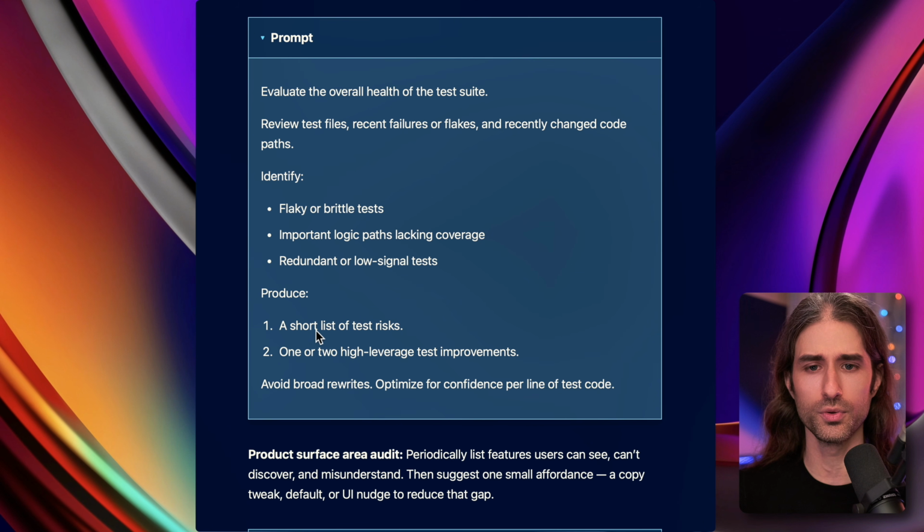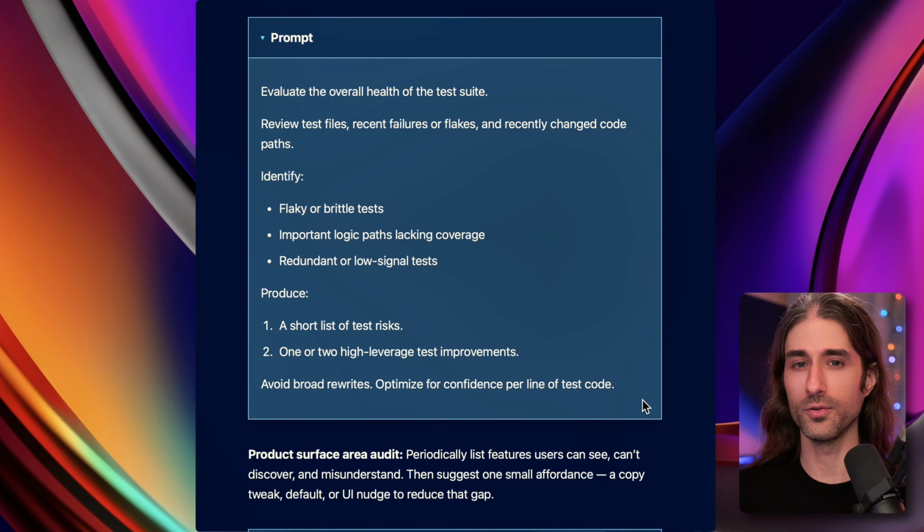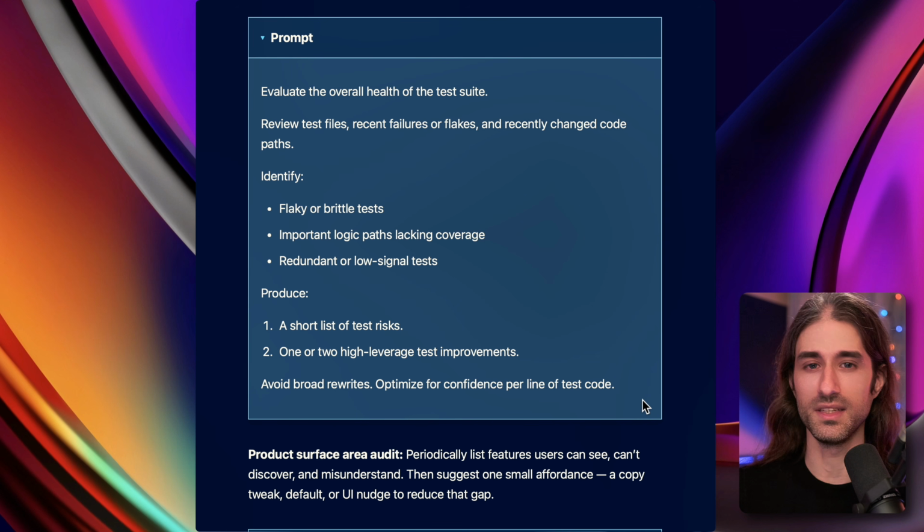And what we want to produce is a short list of test risks, one or two high leverage test improvements. And it says avoid broad rewrites. So the goal isn't to change everything, but to optimize for confidence per line of test code. So you tell the agent that it's better to have a small amount of tests that you trust highly than a lot of tests that are basically perfunctory, that are here, they're running, but you're not sure that they actually do something useful.